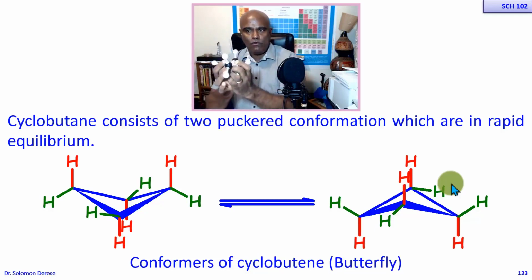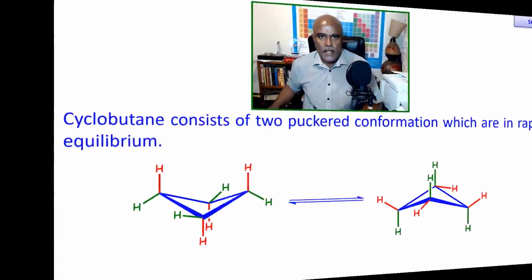One conformer goes to the other conformer rapidly. A rapid equilibrium is established between them, like that. Then this conformation of cyclobutane is called the butterfly conformation. As you can see, this is like a butterfly flying.